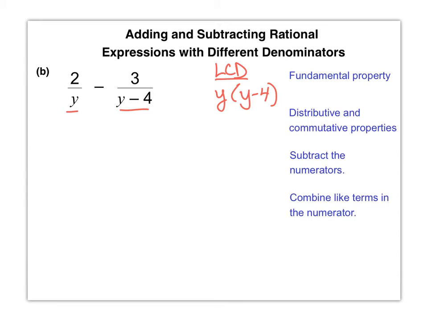So we need to multiply each of those fractions by whatever is missing from the least common denominator. For the first one, we have the y, but we don't have the y plus 4.